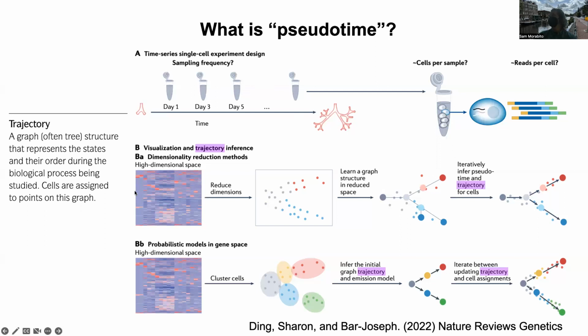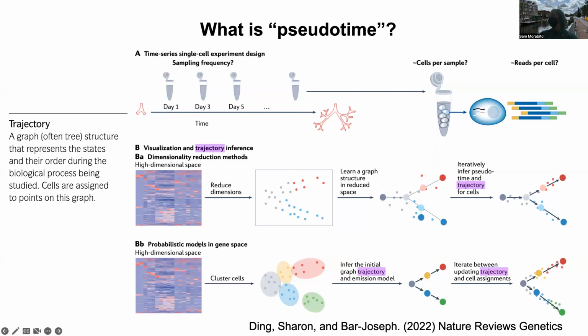They broadly break it into two different types of models, where first you start with your high dimensional gene expression matrix, so a cells by genes matrix. In this one, you're reducing the dimensions to get a PCA or a UMAP or whatever dimensionality reduction, and then you're applying some kind of graph learning in this space. The graph is the backbone of the trajectory. Then you apply some other algorithm that takes the cells and the graph, and allows you to assign a pseudotime or trajectory time point to each cell.